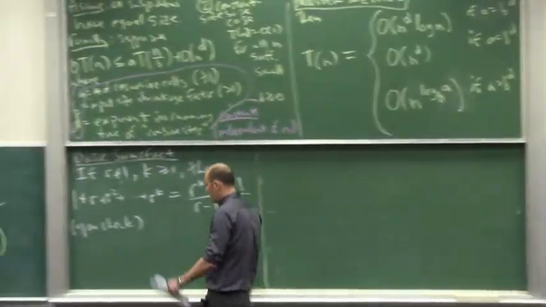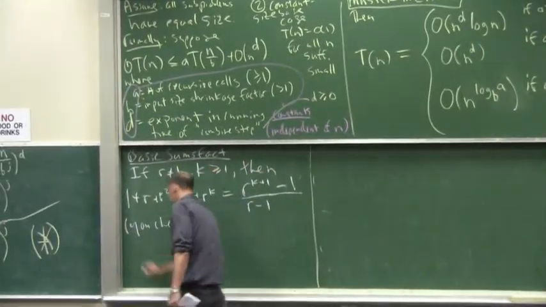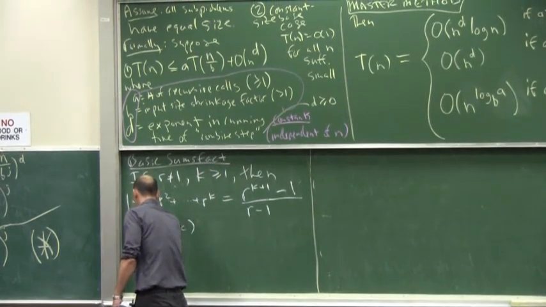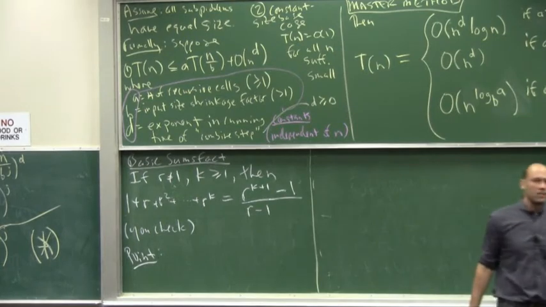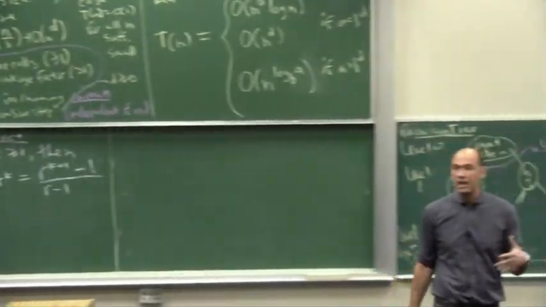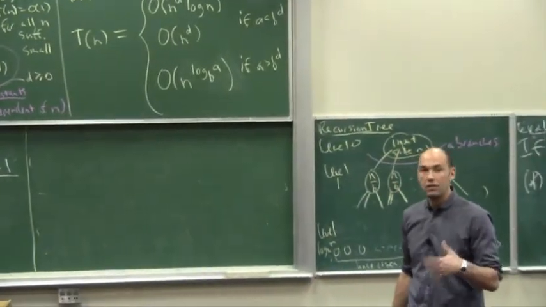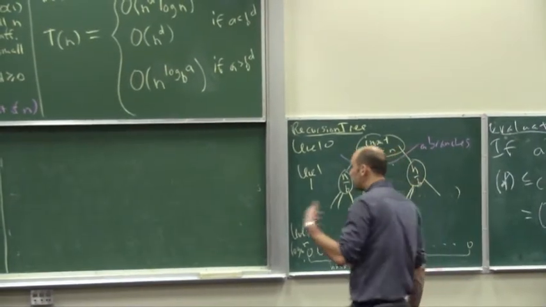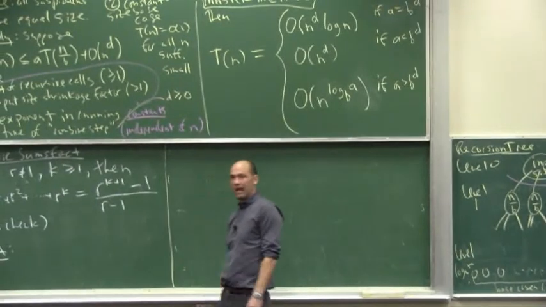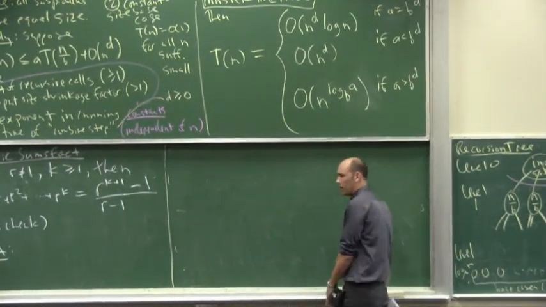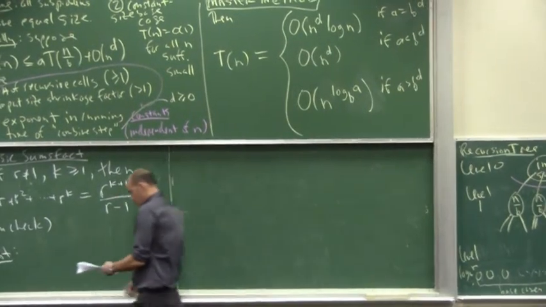So, what's the point? The point is what I just said. This allows us to conclude that it's not like the top level matters the most, and then the second level matters still a little bit, and then the third level still matters, but not quite as much. Really, it says we can get rid of all the levels except the first one or the last one, depending on whether R is bigger or less than 1. Okay, that's the point.